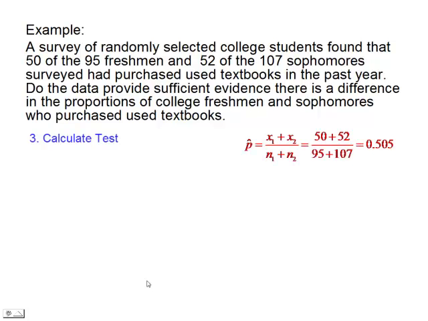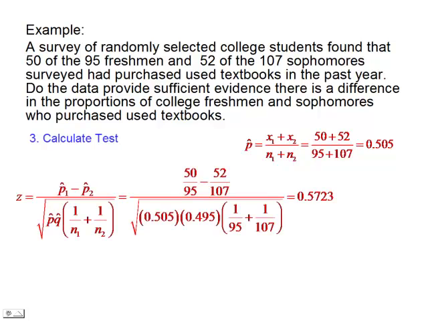Calculating the test. We have to pool to get our proportion. p hat is going to equal 50 plus 52 divided by 95 plus 107. That gives us a p hat of 0.505. So our formula, plugging in our numbers, we have 50 over 95 minus 52 over 107 divided by the square root of 0.505 times 0.495 times 1 over 95 plus 1 over 107. We get a z of 0.5723.